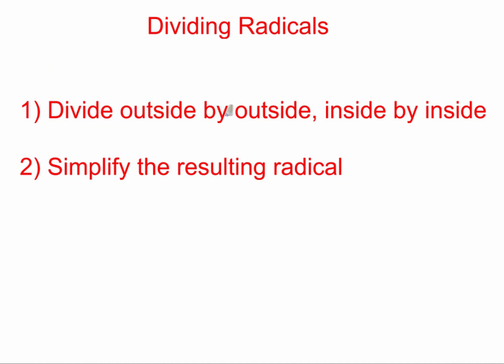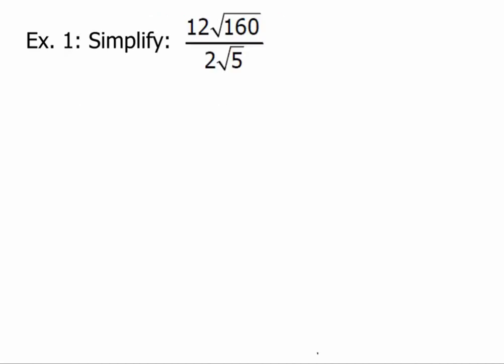you're going to just follow the same sort of rules you would follow for multiplying. You're going to divide the outside by the outside, inside by the inside, and simplify whatever radical you have left over. So for example, I've got this: 12 times the square root of 160 over 2 times the square root of 5. We're just going to follow our rules of doing outside divided by outside, inside divided by inside. So that's 12 divided by 2.